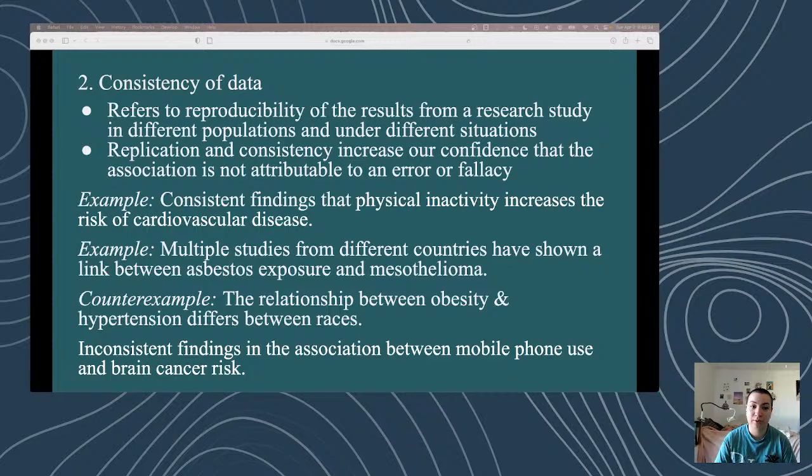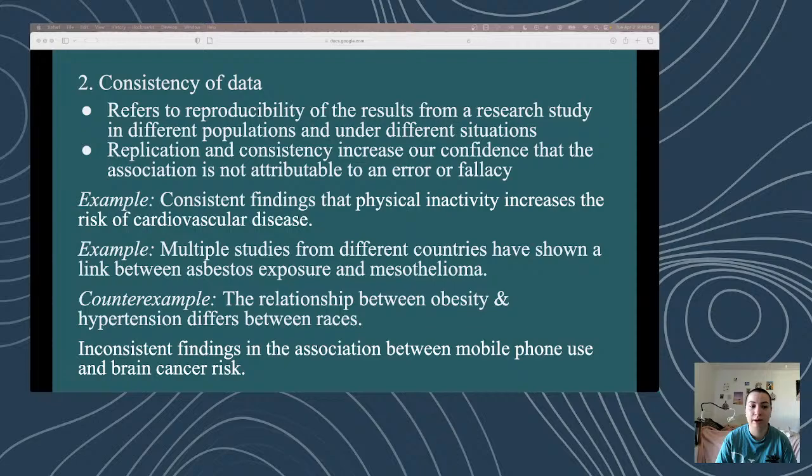Counterexample is the relationship between obesity and hypertension. It differs between races. People found that it was true among white populations and went crazy with it, and now we villainize obesity a bunch, but it's not true. It's not the same amongst Black folks, among Asian folks. That same relationship with the BMI criteria that we consider to be obesity are not true. And we went over that in the past. So that shows inconsistent data.